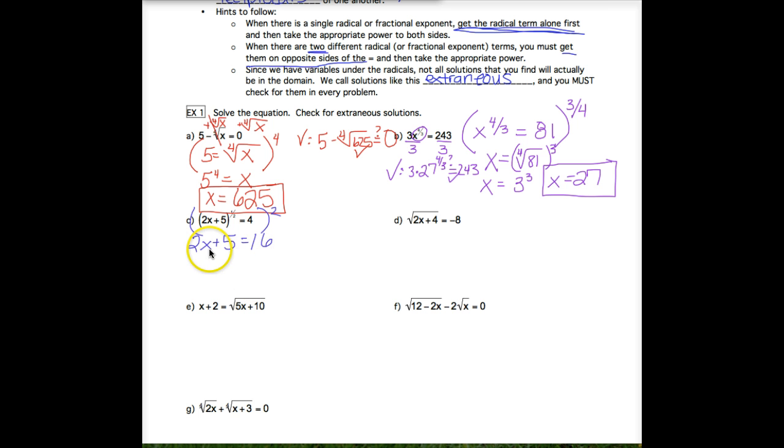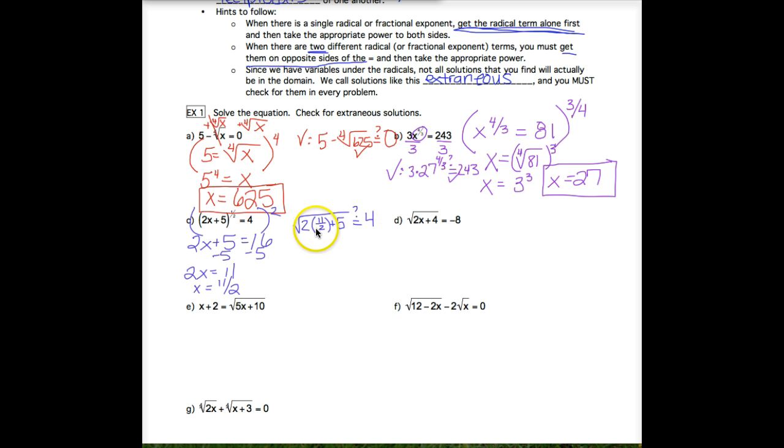So now, very easy equation to solve. Subtract the 5. 2x equals 11. Divide by 2. And x equals 11/2. So I'm going to check it out. Remember that a 1/2 power is really a square root. That seems to make more sense to a lot of people. So I'm going to plug in my 11/2. Make sure that this works. I want to make sure I get 4.